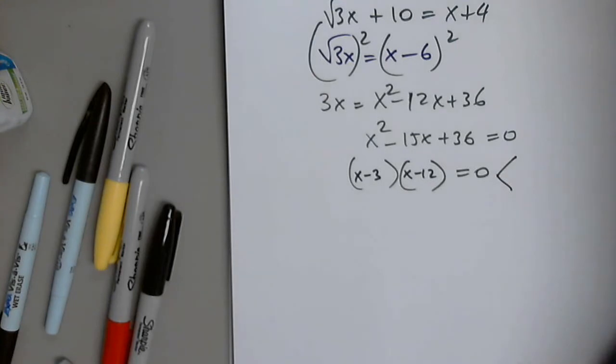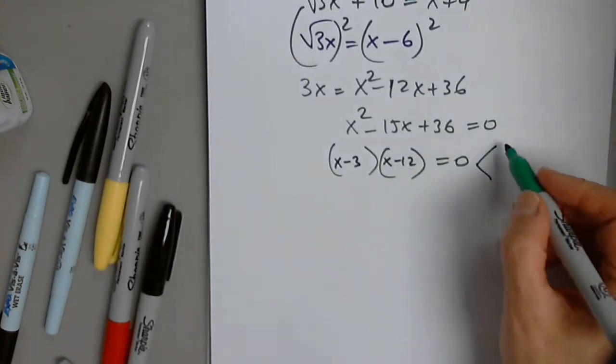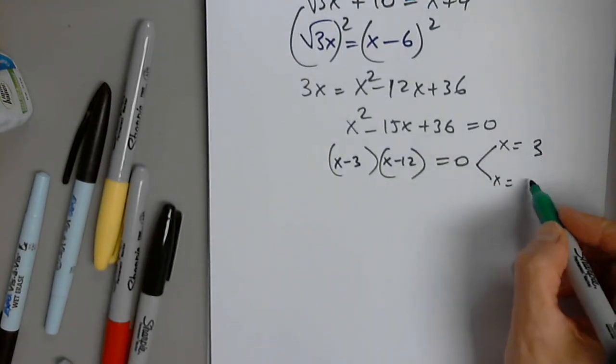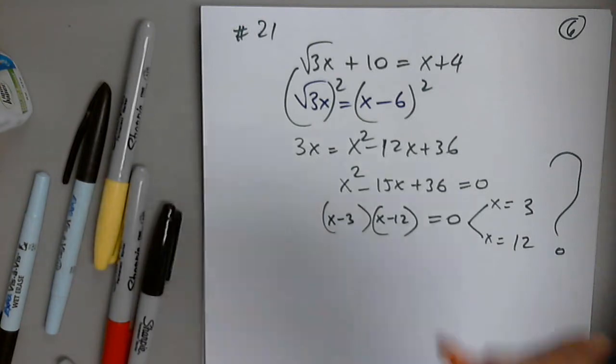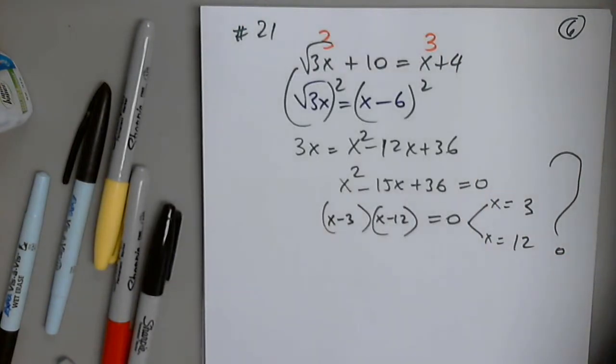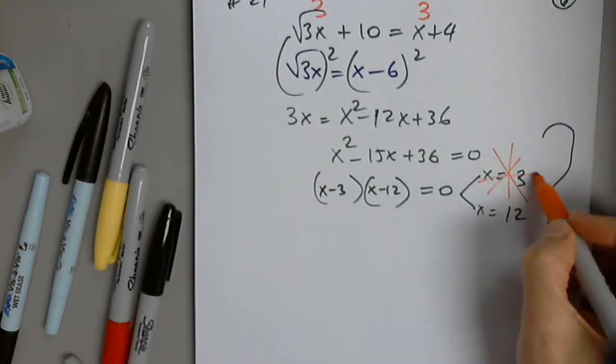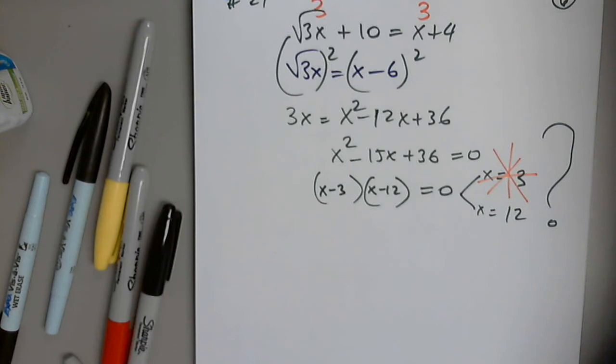So there are 2 options. One is 3, and the other is 12. But look here. What does that mean? We're not certain. We have no idea. Let's go back with 3. 3 times 3, the square root of 9, is 3. 3 plus 10 is 13. 3 plus 4 is 7. Not equal. Gone. Very good. Let's check 12.